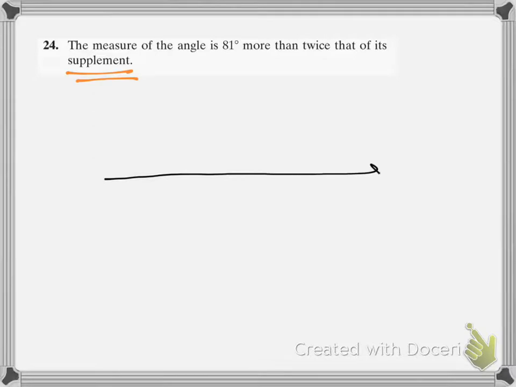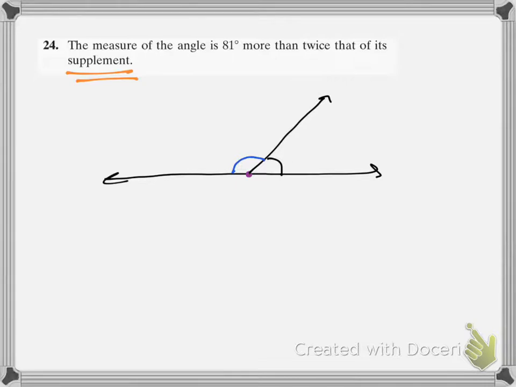I'm going to draw a straight line with a vertex. There's my vertex. And I've got two angles that I'm looking at. The measure of one angle is 81 more than twice that of its supplement. So let's just draw a line here, and we got two angles. This angle, okay, and then we got this angle right here, blue and black. All right, so the measure of an angle is 81 more than twice its supplement.